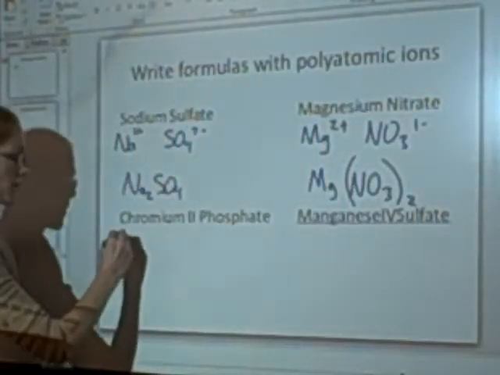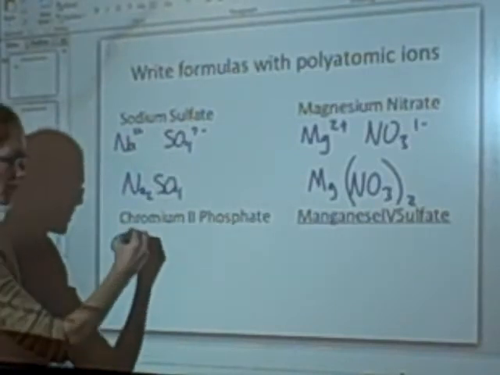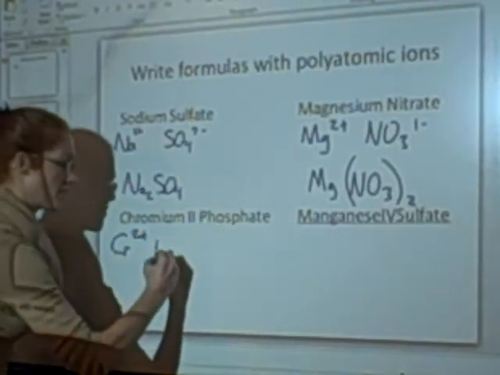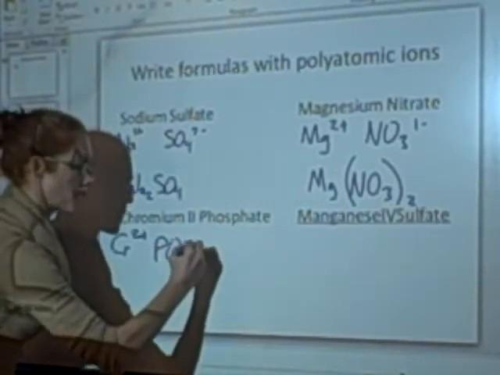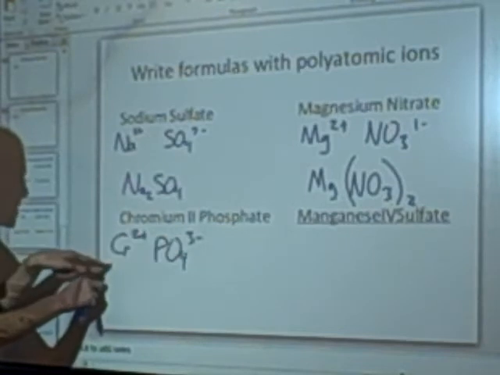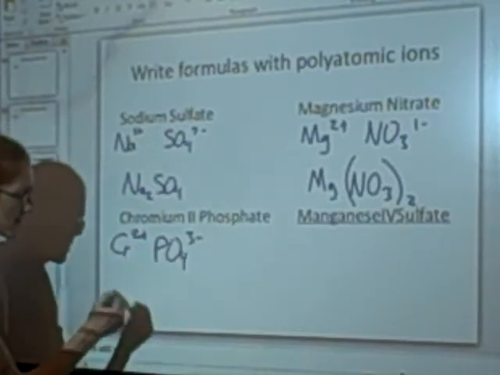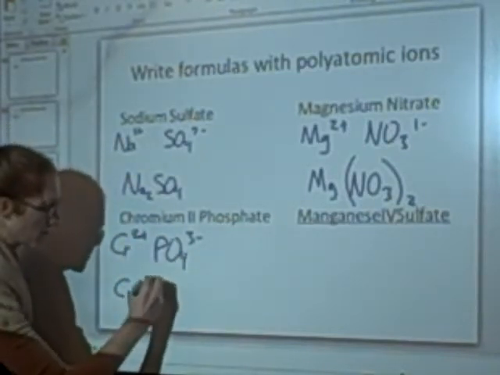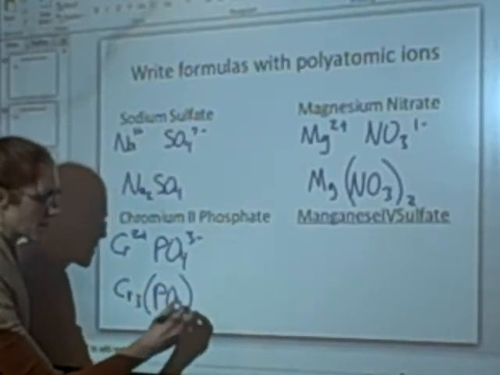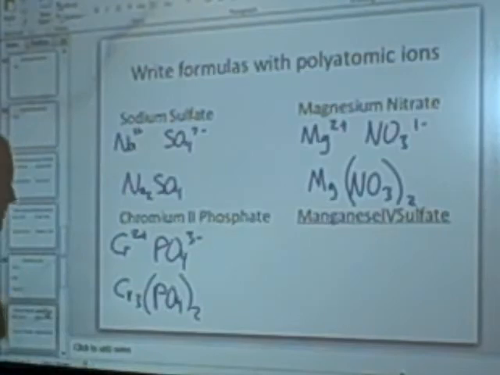Chromium 2. Chromium is Cr. 2 means that chromium has a 2 plus charge. Phosphate we've memorized, right? PO4, 3 minus. So that means I'm going to need 3 chromiums, and I'm going to need 2 phosphates. So Cr3, PO4, put the whole thing in parentheses, and put a 2, that means 2 phosphates.